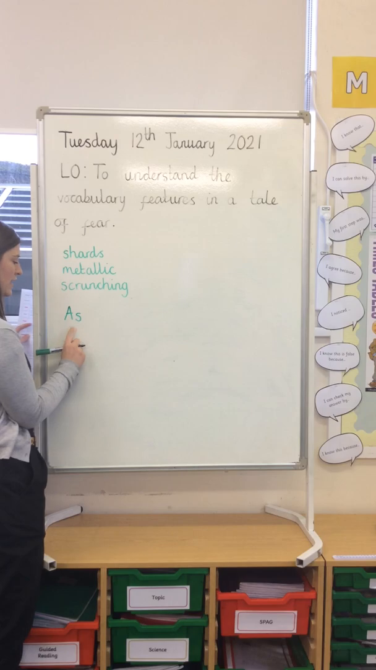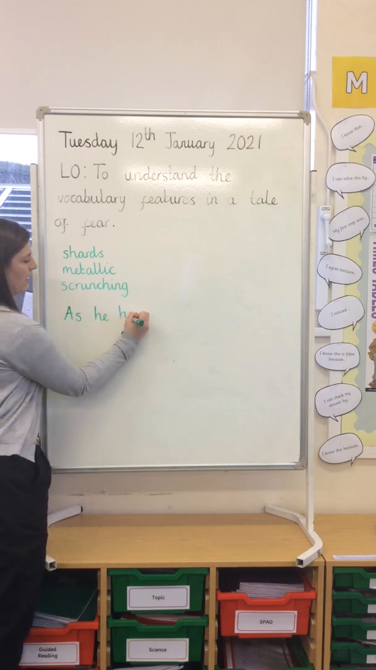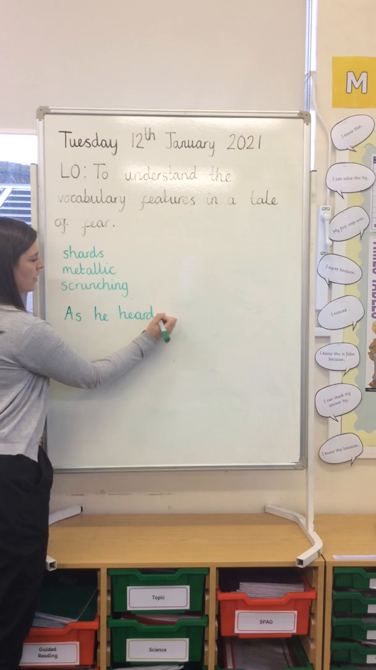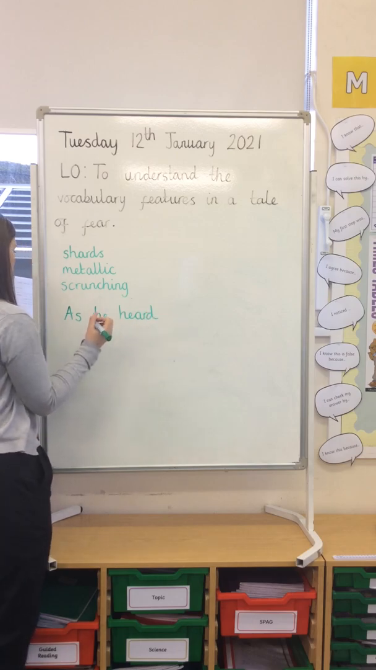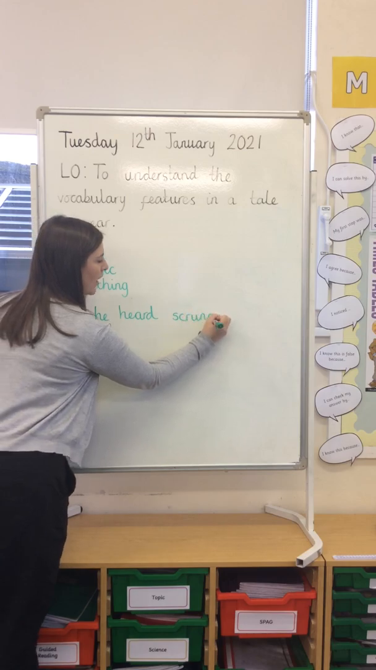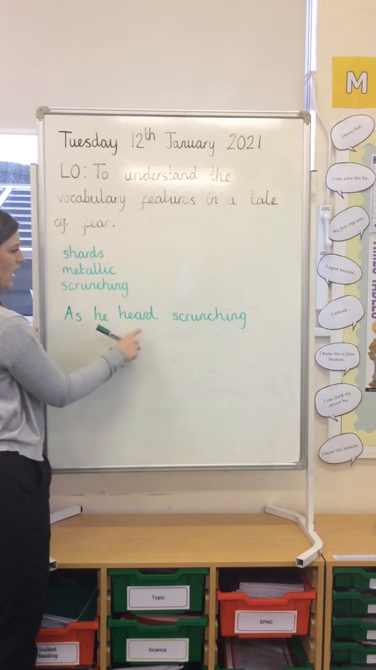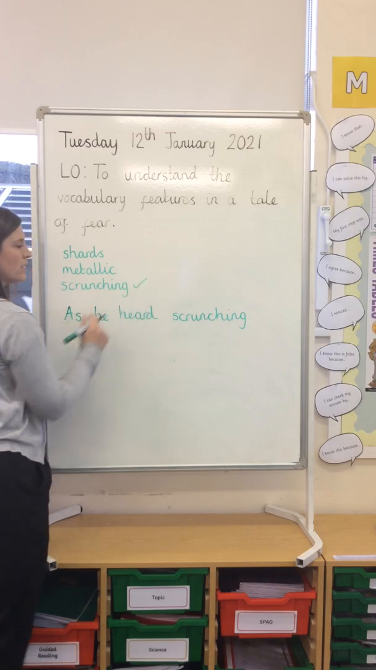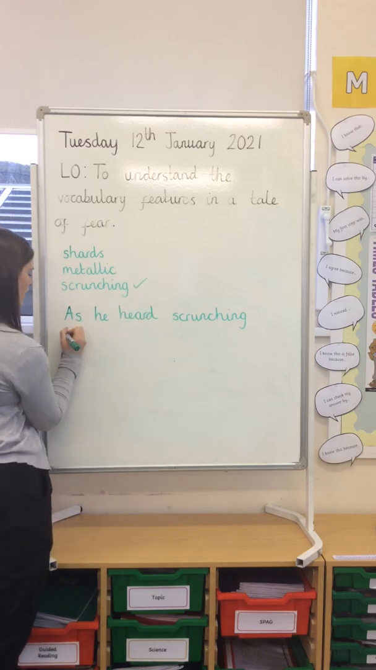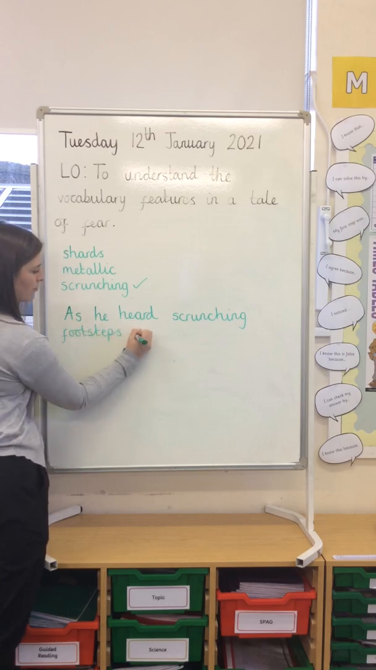I'm going to start my sentence with the word as. As he heard scrunching, and there you go, I've ticked off one of my words that I wanted to use. As he heard scrunching, I've used that one. Scrunching footsteps approach.